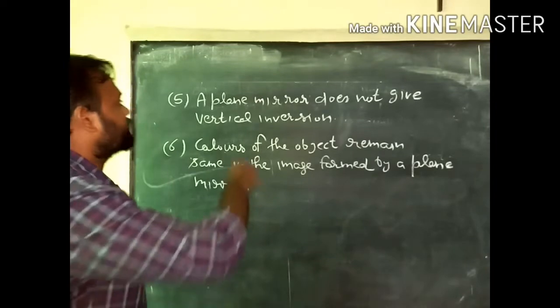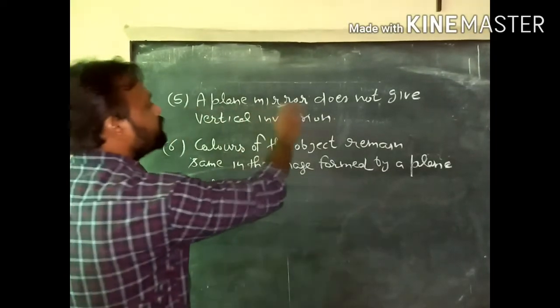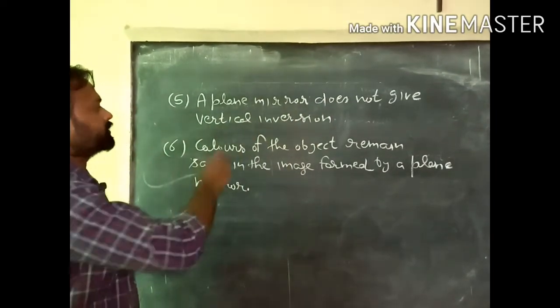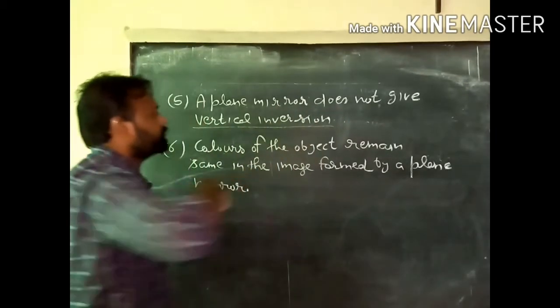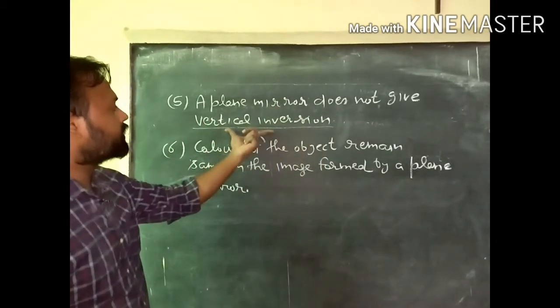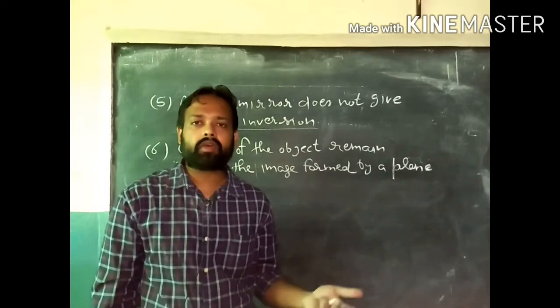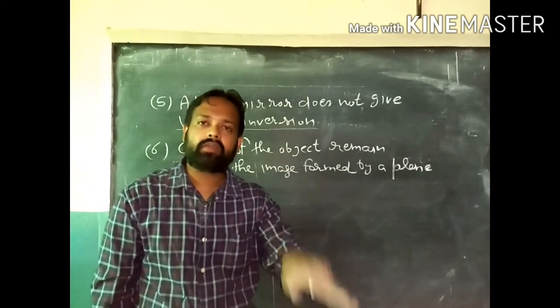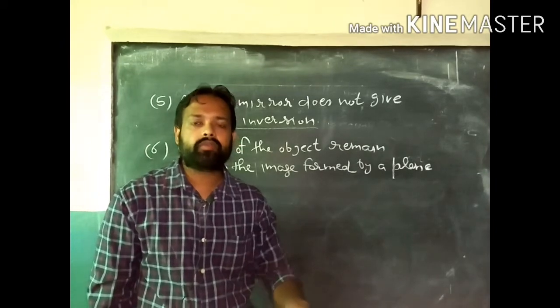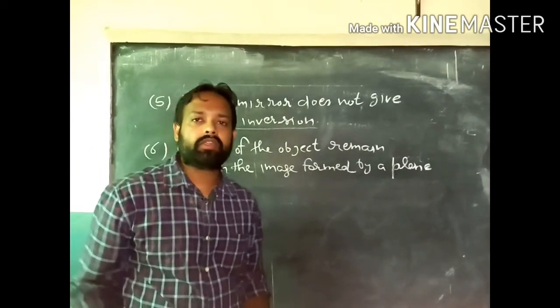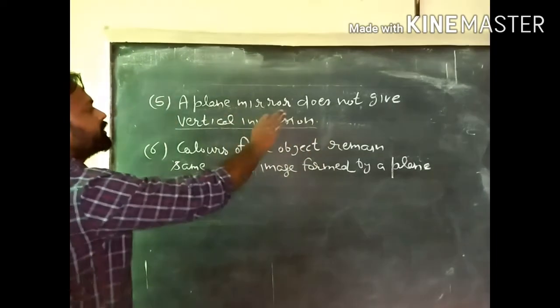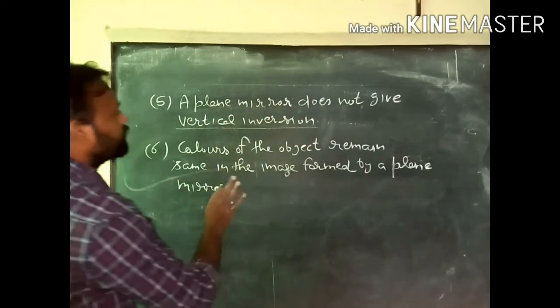Okay, now the fifth characteristic: a plane mirror doesn't give vertical inversion. So a plane mirror doesn't give any vertical inversion. What is the meaning of vertical inversion? Vertical inversion means when we see the top of the object on the bottom side in the image, and the bottom of the object on the top side in the image. In this way it is called vertical inversion, but a plane mirror doesn't give this kind of vertical inversion.